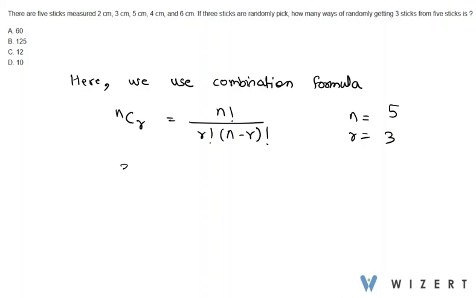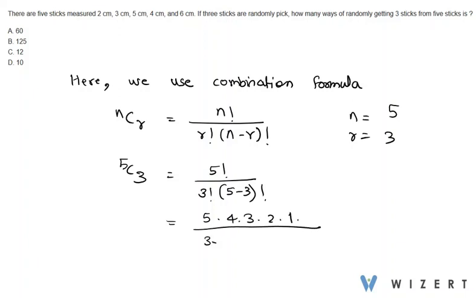So 5C3 is 5 factorial divided by 3 factorial and 5 minus 3 factorial, which is equal to 5, 4, 3, 2, 1 divided by 3, 2, 1 multiplied by 5 minus 3, which is 2 factorial.